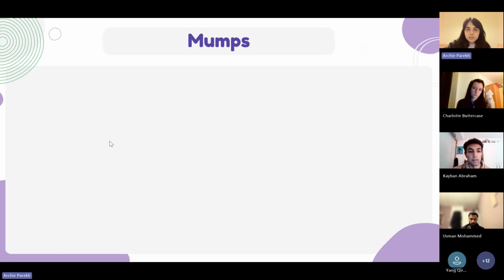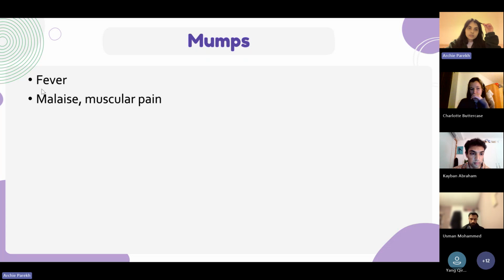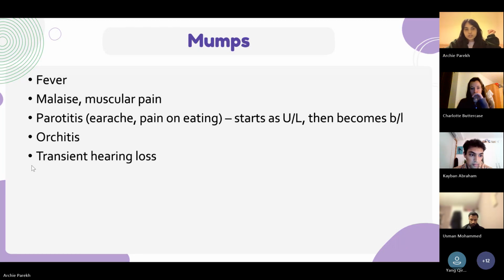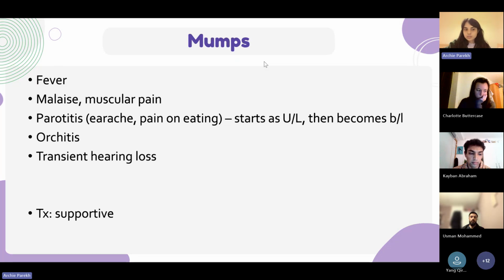Moving on, the mumps, which we mentioned is just a bunch of swelling everywhere. So you'll have fever, muscular pain, malaise, and then you have parotitis, so swelling of the parotid gland. And this can usually present with symptoms like pain while chewing or an earache, and then orchitis as well. Transient hearing loss can occur too, because the parotid gland is right there where the ear is, and cranial nerve 8 can be affected. And again, there's no treatment for mumps. It's supportive management, and hopefully it self-resolves.